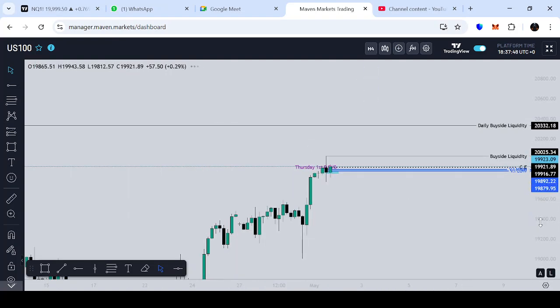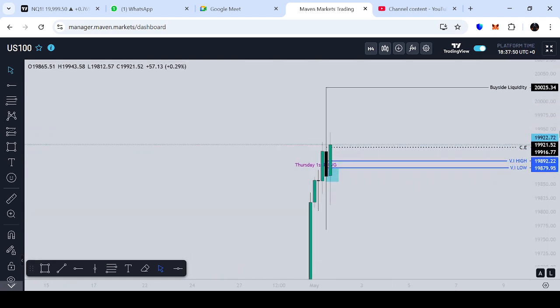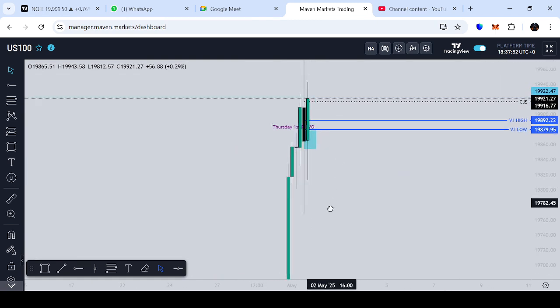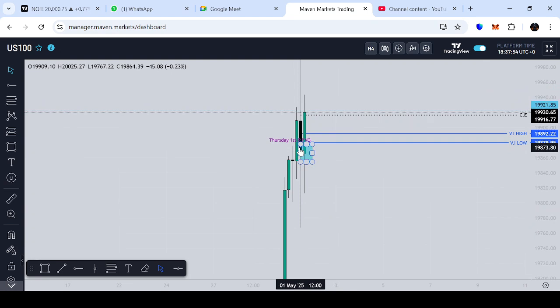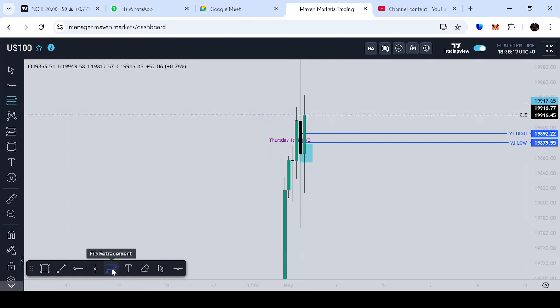Go back to 4 hour. You see this 4 hour candle, the wick of it, this long wick, where price reached out for the 50% level of the wick. The half of the wick also acts as a support or resistance level. So to get the half of this wick, use your Fibonacci.